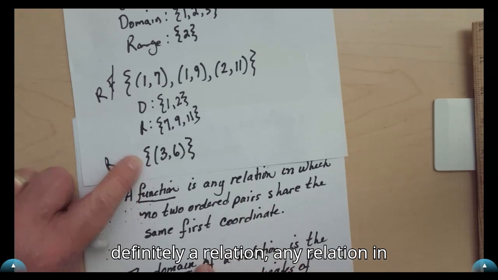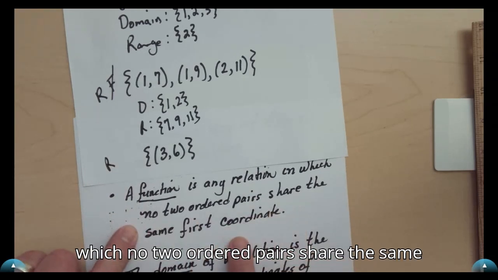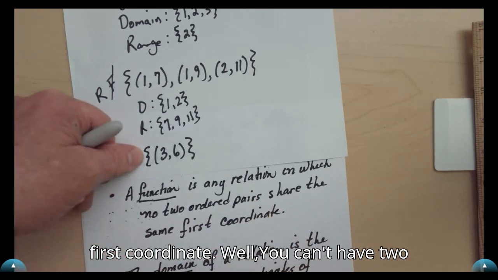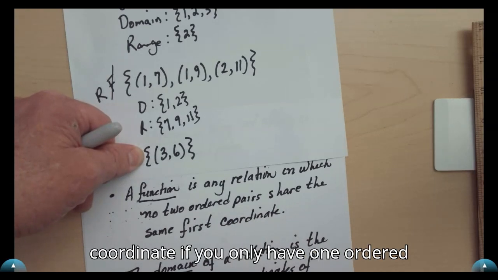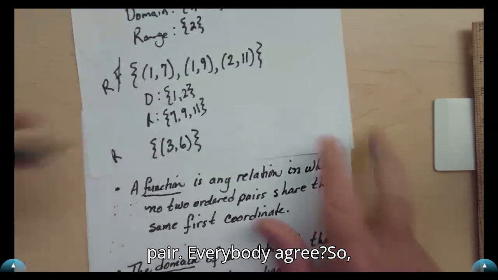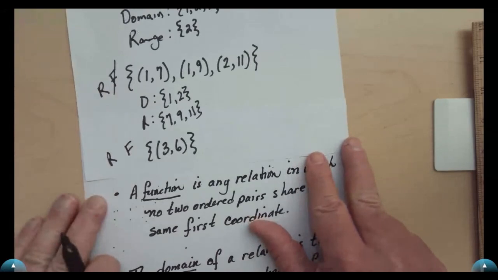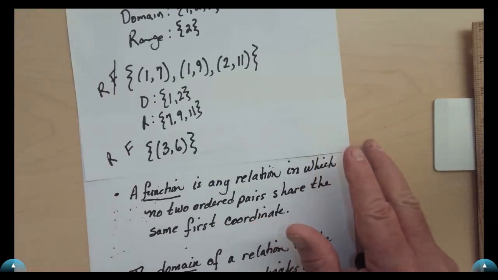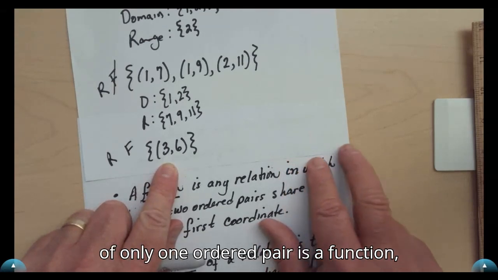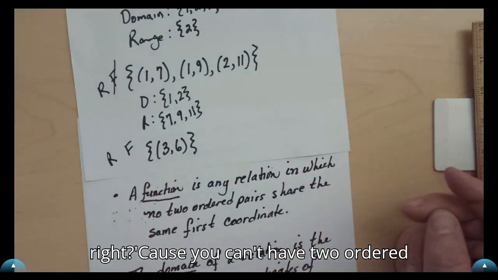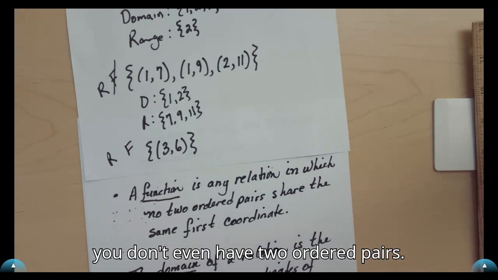Well, this is definitely a relation. Any relation in which no two ordered pairs share the same first coordinate. Well, you can't have two ordered pairs with the same first coordinate if you only have one ordered pair. Everybody agree? So that is actually a function. And you can sort of extrapolate from that, any set of only one ordered pair is a function, right? Because you can't have two ordered pairs with the same first coordinate if you don't even have two ordered pairs.